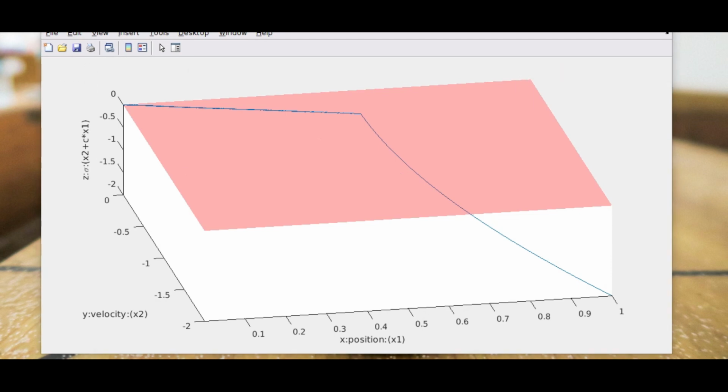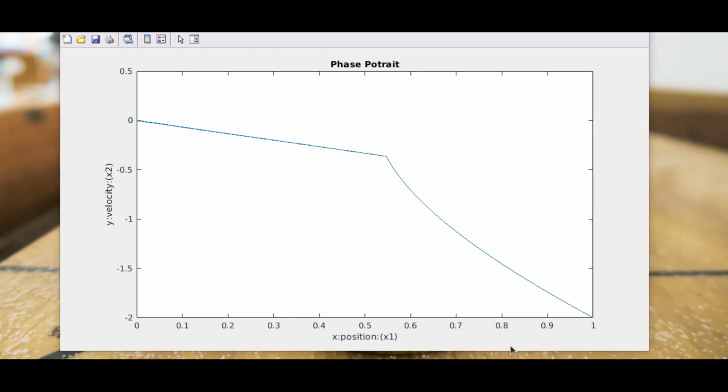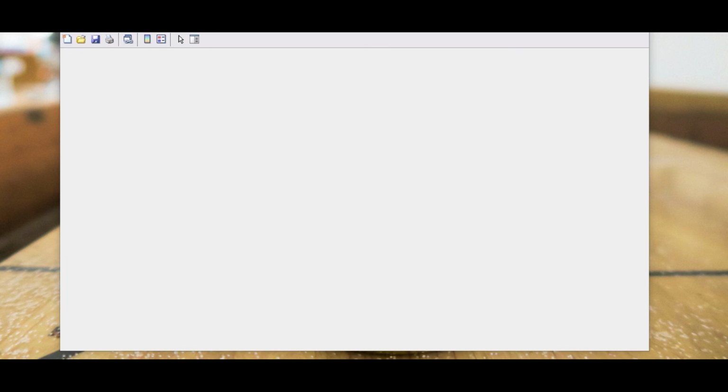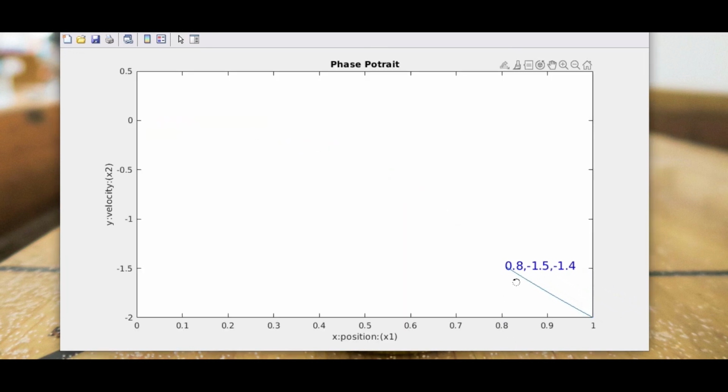Let us take a look at another plot, the phase portrait. Phase portrait is the plot between the derivative of the state and the state itself. So let us take the phase portrait of the position and the velocity. Here the position is on the x-axis, the velocity is on the y-axis. As I start the plot, you can see 3 values. These 3 values are the same as the previous plot. The first is the x value, the second is the y value, and the third is the sigma value.